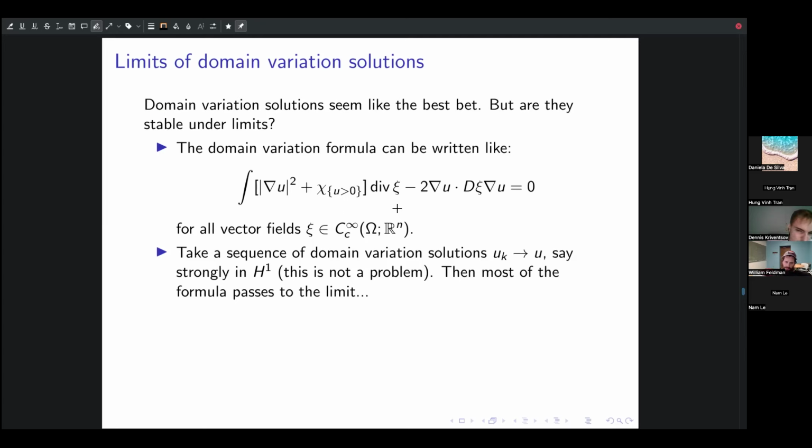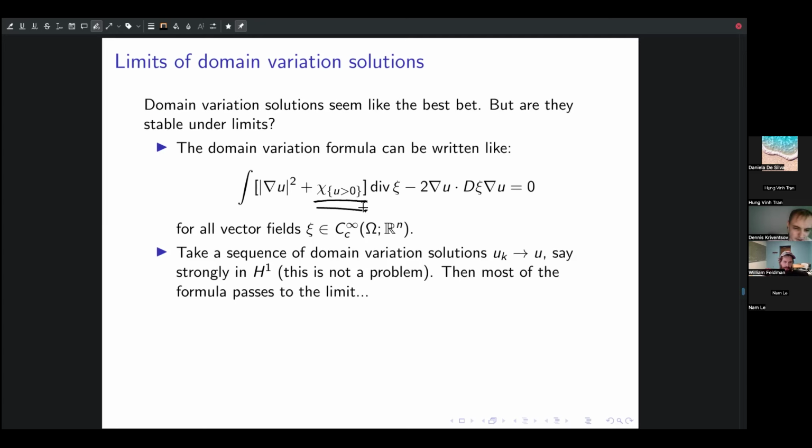So let's try to show that it's stable under limits, right? I take a sequence of them converging strongly in W^{1,2}, right, in H1. I don't really care about how strongly they're converging. It's not difficult to find compactness for these solutions in very strong spaces. They have good estimates, so that's not really the worry. And if you do this, then this term and this term pass to the limit just fine. The only issue is with this term.